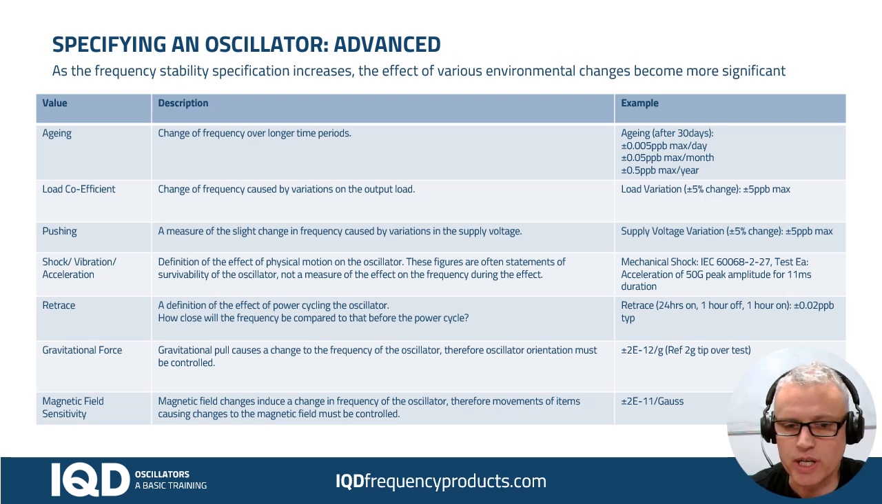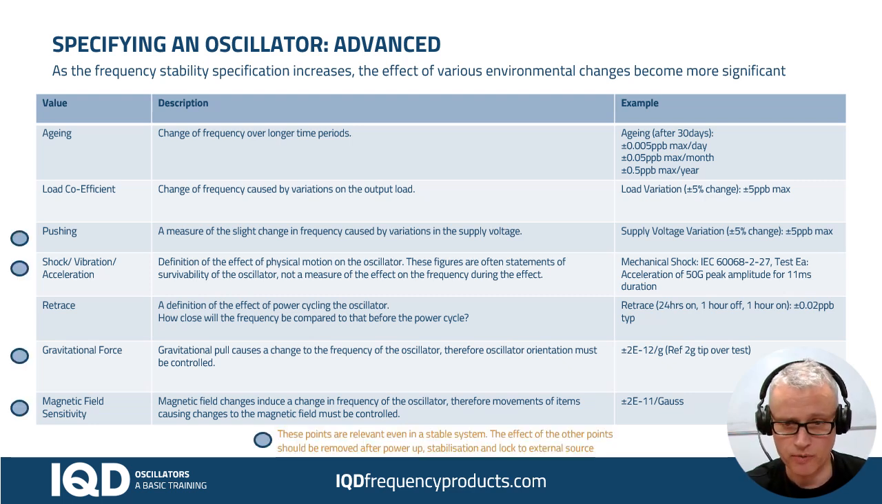And the frequency change you might observe caused by this could be, when measured, in the range of plus or minus 2 to the minus 11 per gauss. So again, very, very small stuff, but relevant if you're looking at stuff that's accurate, like a rubidium or an OCXO.